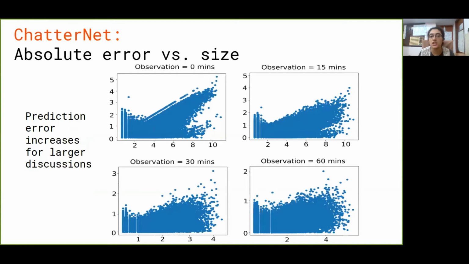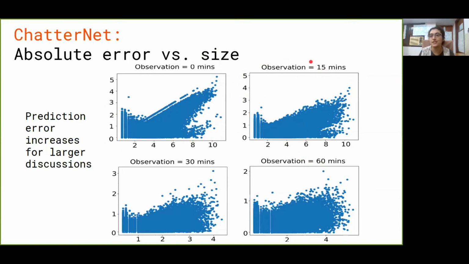Another interesting observation we made is when on the x-axis we have the log of the length of the discussion and on the y-axis we have the absolute error. Here we see that for larger discussions, the prediction error increases. This happens because larger discussions are rare in the real world and therefore difficult for the model to learn. Subsequently, we see that as the observation time increases, the error reduces, and the maximum jump in the reduction in error is obtained for the observation window of 15 minutes.